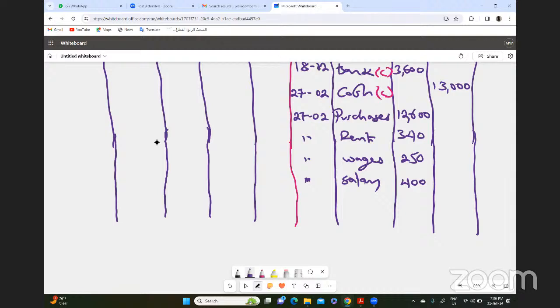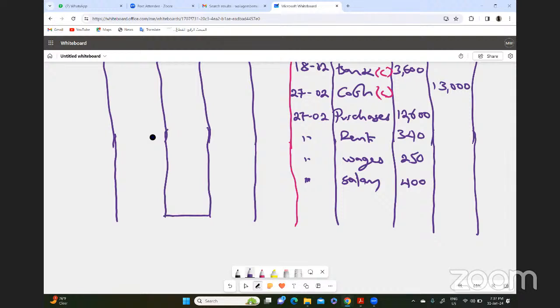Okay? So one team gets the total amounts in the bank column on the debit. Another team gets the total amounts in the bank column on the credit. Then the other team gets the total amounts in the cash column on the debit. And the other team gets the total amount in the cash column on the credit side. Let's make that one a bit faster.